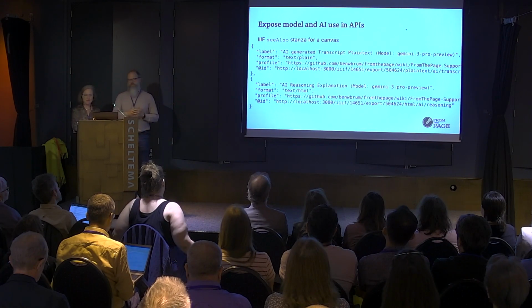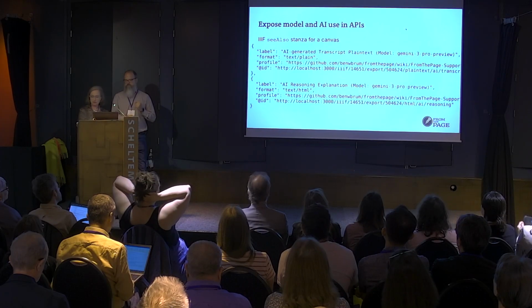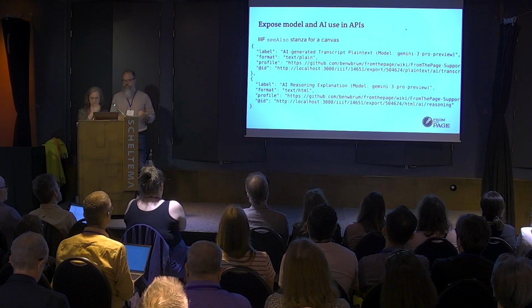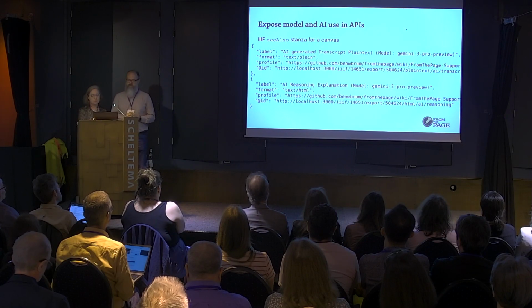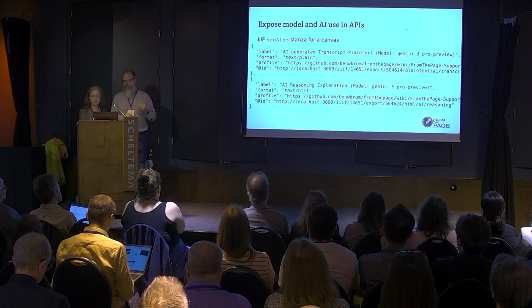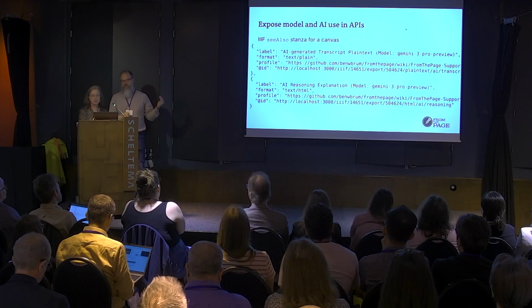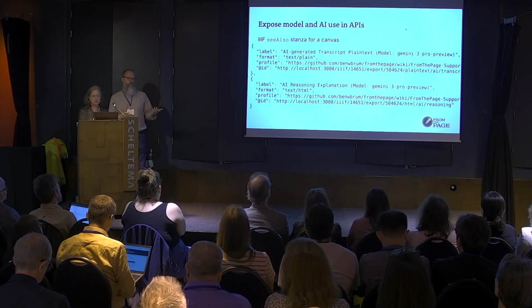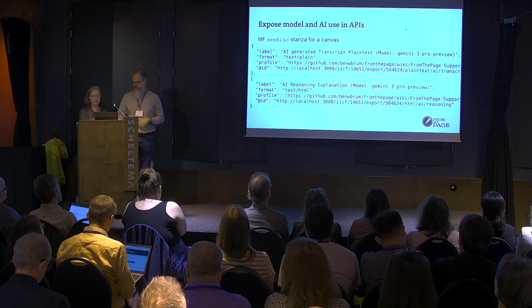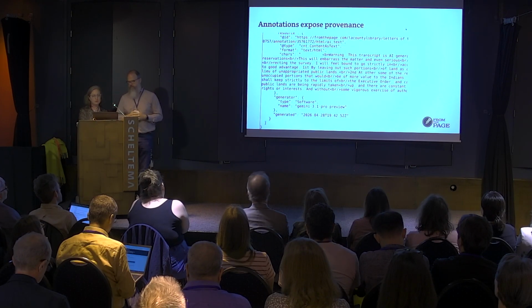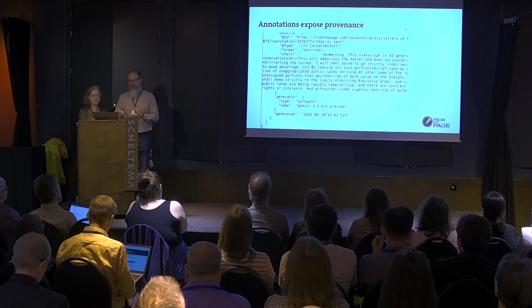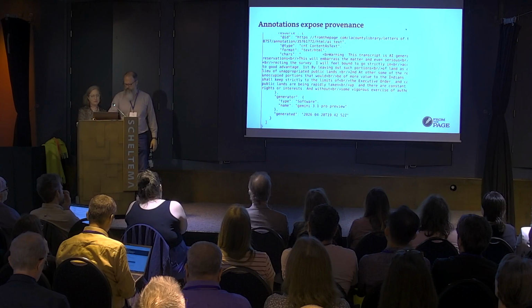Okay, so how are we actually exposing all this provenance information in our APIs? We give some pretty raw data in the see also stanza for every canvas, including both the AI-generated transcript in plain text with the model next to it and the reasoning explanation. Again, we want to expose as much as possible. In annotations, we've added a generator and generated set of stanzas. We're kind of going back and forth on this, and we'll be talking about it in the birds of a feather.